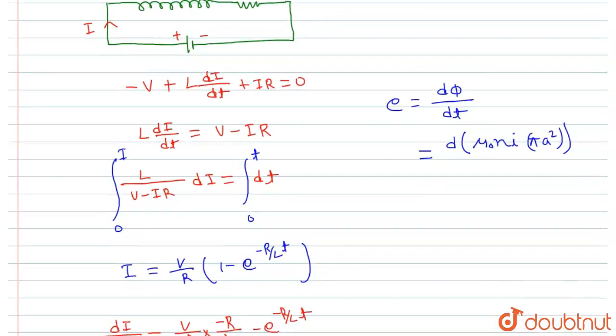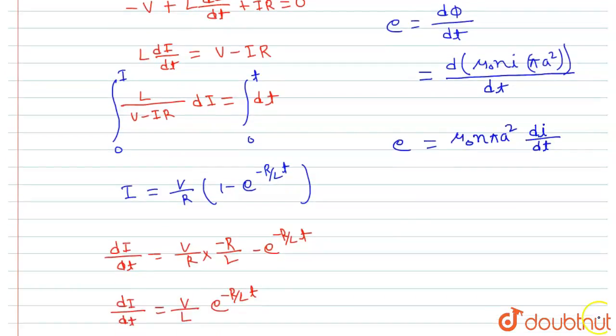Now this is equal to d by dt, we can write here. From here we can see induced EMF is equal to, we can take mu naught N into pi A square common. So this is equal to di divided by dt. Clear? So this is the induced EMF. Now current in the ring.